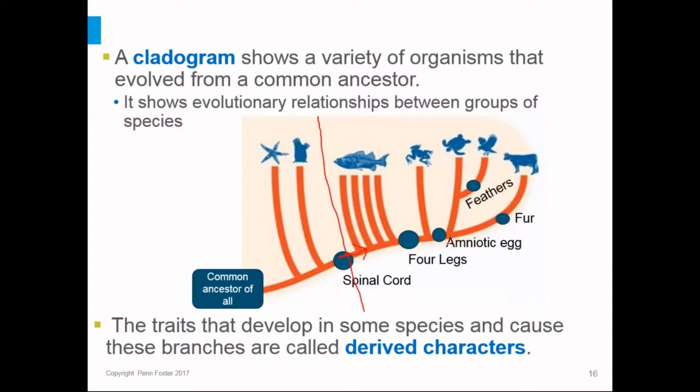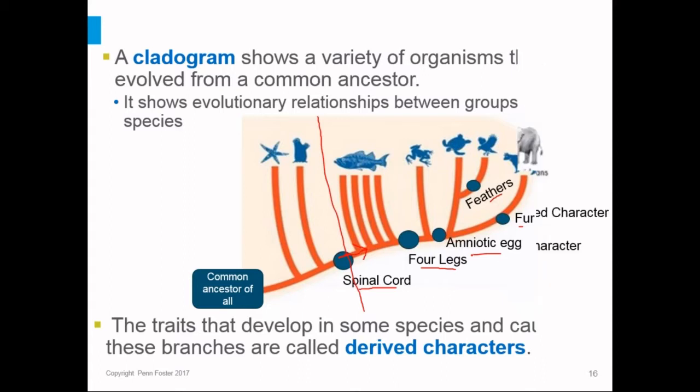The traits that develop in some species and cause these branches are called derived characters. So all of these traits written here, spinal cord is a derived character, 4 legs is a derived character, having feathers, having fur, having amniotic eggs, those are all derived characters that cause a branch where once it evolves, everything after that will have that trait. But then there's other organisms that evolve in a different direction without that trait.